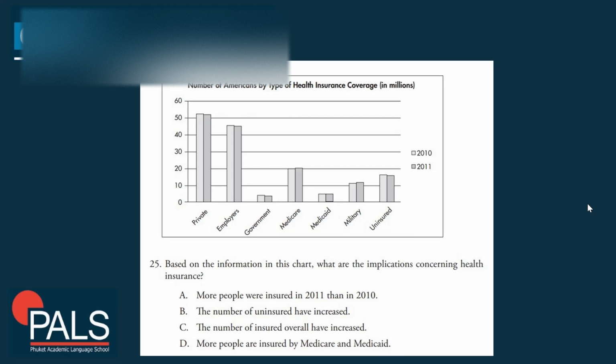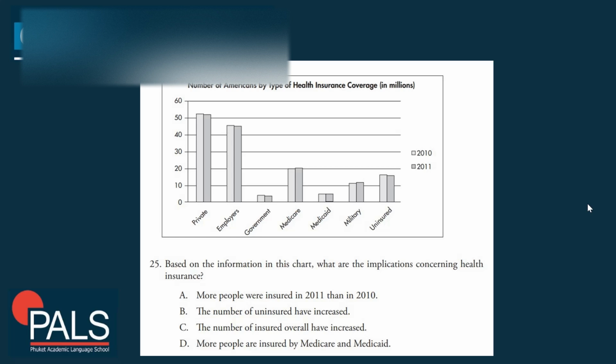Looking at this bar chart, we can see that it's about the number of Americans by type of health insurance coverage in the millions. On the left and the vertical axis, we have from 0 to 60 million Americans. On the right, we have the two shades of gray indicating the years 2010 or 2011. And on the bottom, we have the different types of insurance coverage.